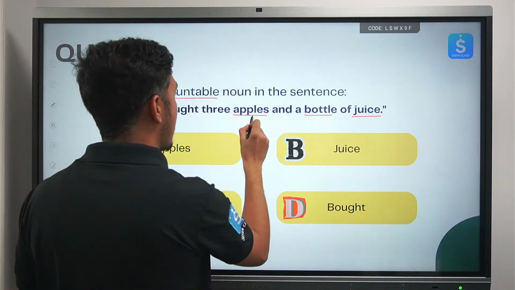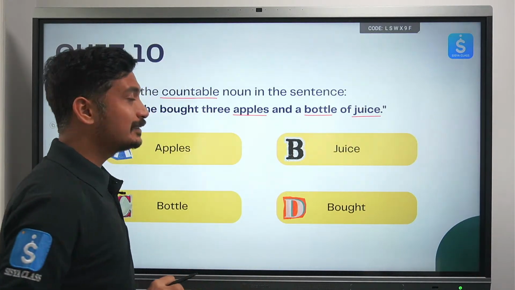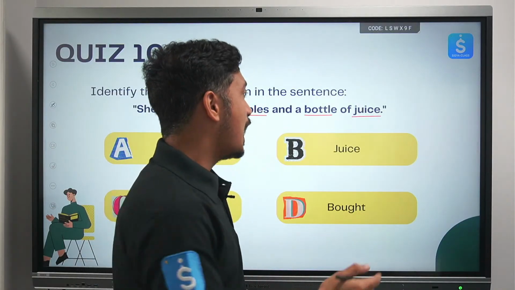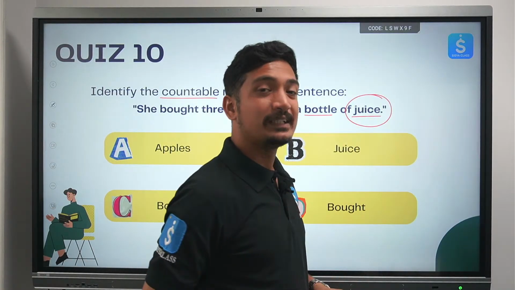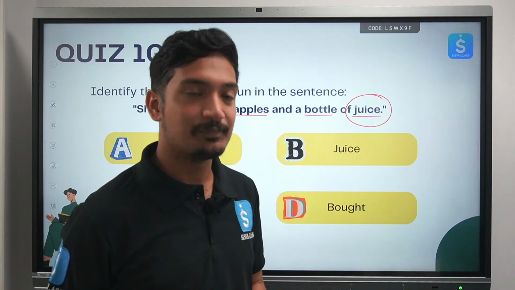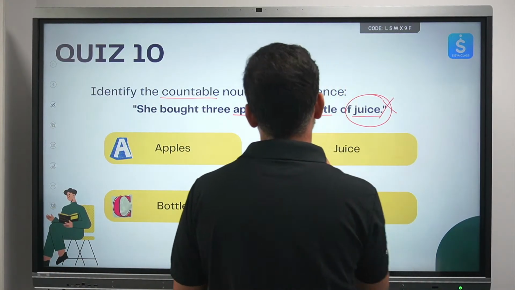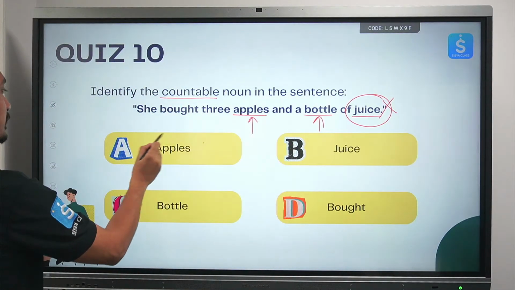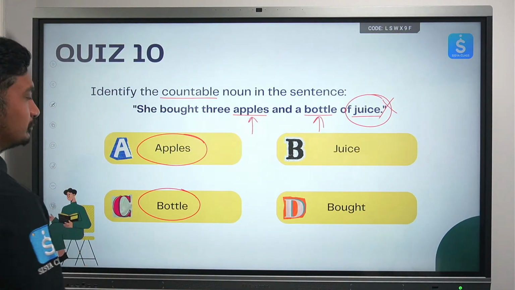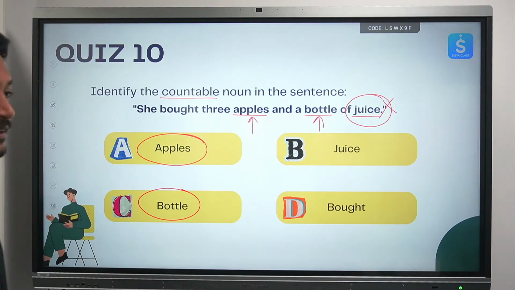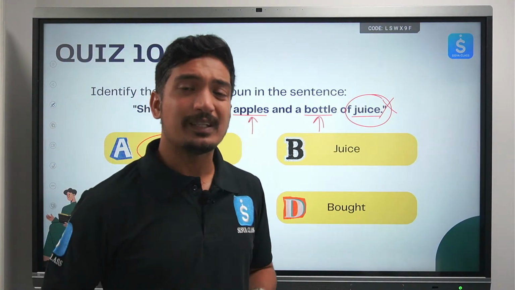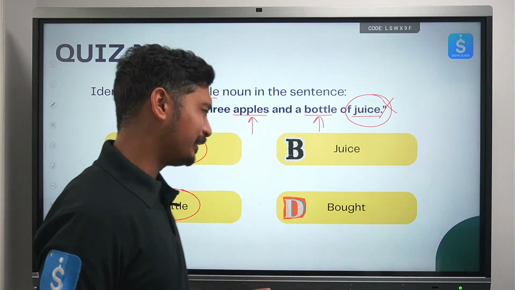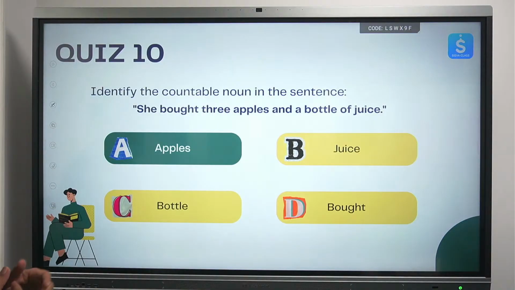Okay, now apple and bottle, these 2 things can be counted. The number of bottles can be counted and the number of apples can be counted. However, juice cannot be counted because it can be quantified in liters and milliliters. Okay, therefore this is out of question. Now these 2 are correct answers. Apple and bottle. If you mark any of these 2 as the correct answer, your answer will still be correct. So both or either one will be correct. In my case, I have selected apple, which is the correct answer.